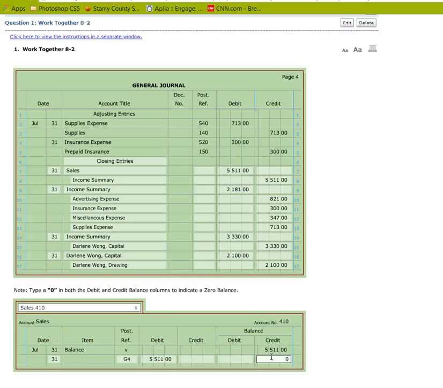And I don't know if you put 0 in, but type a 0 in both the debit and credit columns. So a 0 goes here and a 0 goes here. Okay, so now sales has been closed. We posted that to 410, so let's show that we posted it to 410. Alright, so now we have to post income summary.